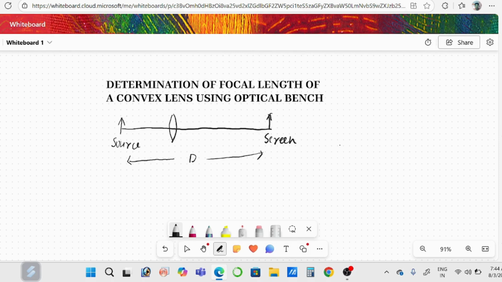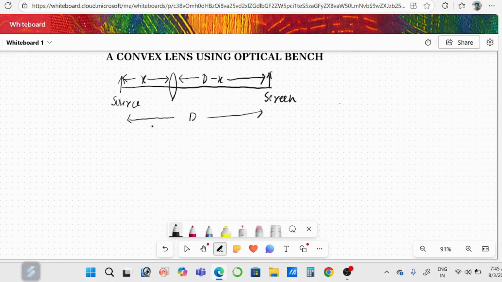Okay, say the distance from the source is x. So automatically this will be d minus x. Now I am using the formula to determine the focal length. So the formula is simple, 1 by v minus 1 by u is equal to 1 by f.